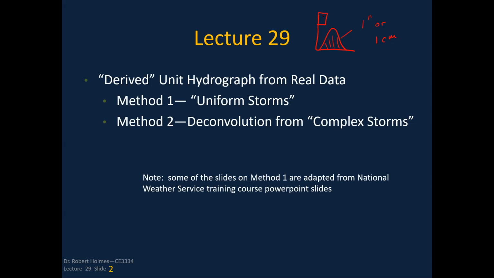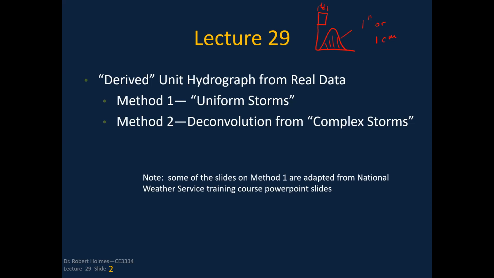So if this is a hanging bar graph, which is my hydrograph, it has one increment of rain, and it has some time duration, T sub D, we'll just call it that here, that is the time that it took to get that 1 inch or 1 centimeter of rainfall on. So what we're going to do is look at using actual real data to derive a unit hydrograph.